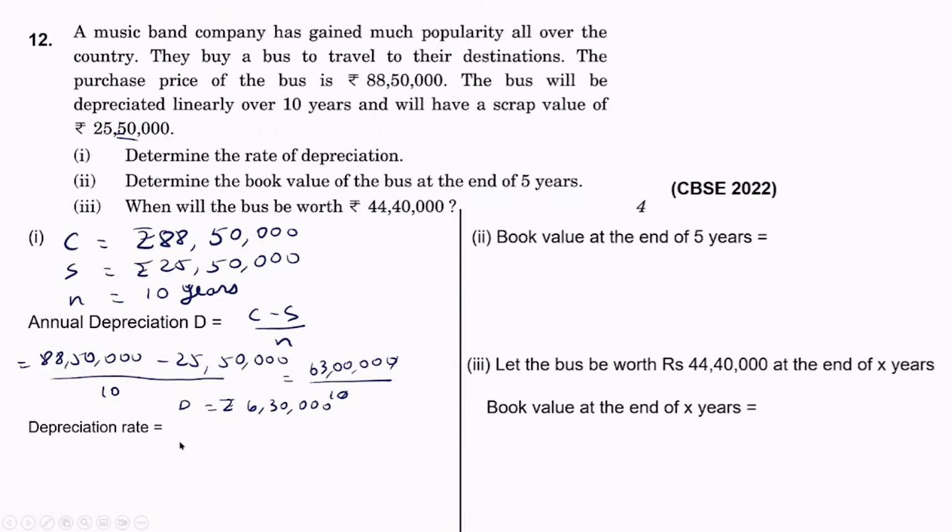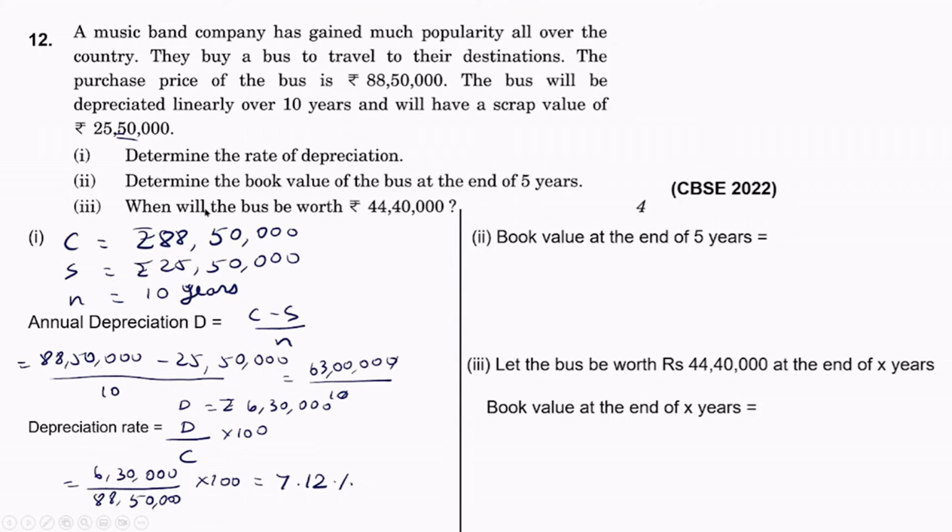Now the depreciation rate, it is given by the annual depreciation D upon the cost of the asset into 100. So this is 6,30,000 upon the original cost of the asset is 88,50,000 into 100. Now this, when we simplify, we get it as 7.12%. So this value will be 0.0712 into 100, approximately 7.12%. So this is the rate of depreciation.